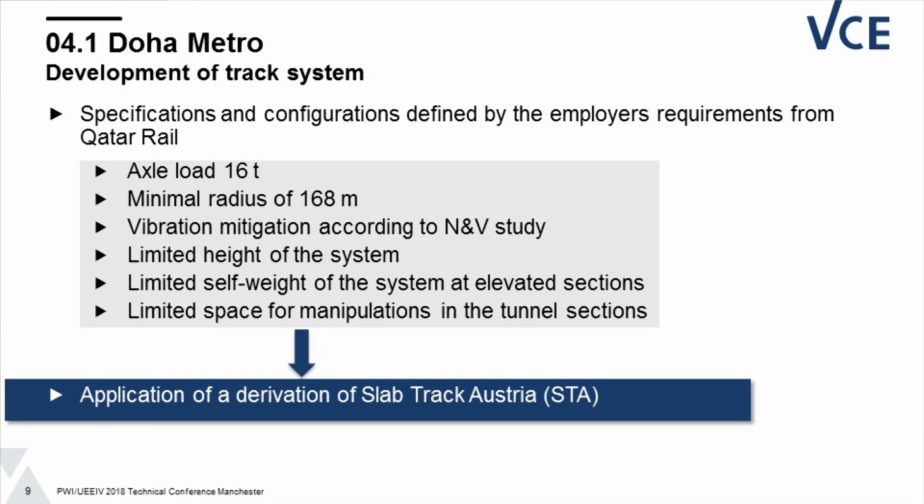What are the specifications for this system? We have cars with 16 tons axle load. We have a minimum radius of 168 meters for the track. And we have vibration mitigation necessities according to a noise and vibration study, which we have also to perform ourselves. They had a noise and vibration impact report at the beginning, or environmental impact report, and defined several critical areas. And the whole study for noise and vibration was based on the FTA standard from the United States of America.